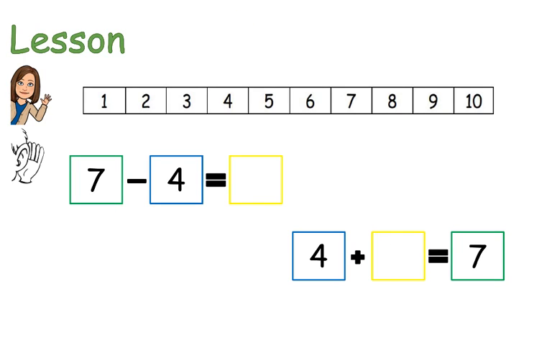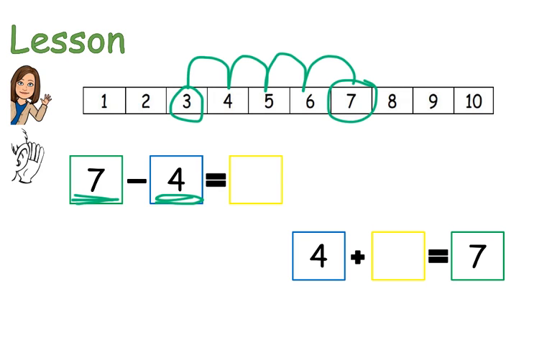Let's do another. This time we're going to start at 7. And we need to go down 4. So let's see. 7. 4 hops. 1, 2, 3, 4. 3. 7 minus 4 equals 3.